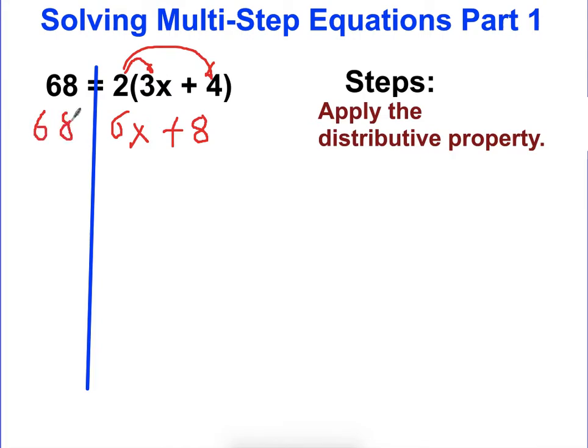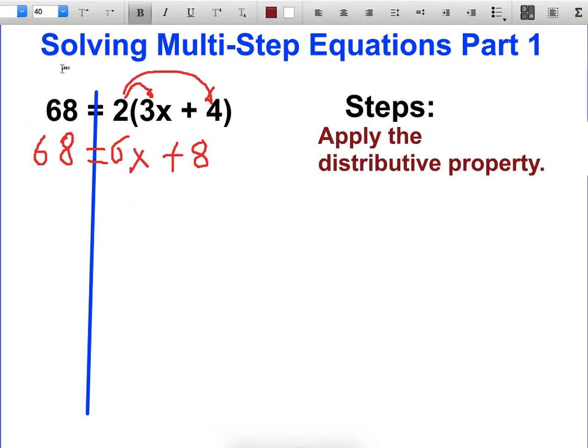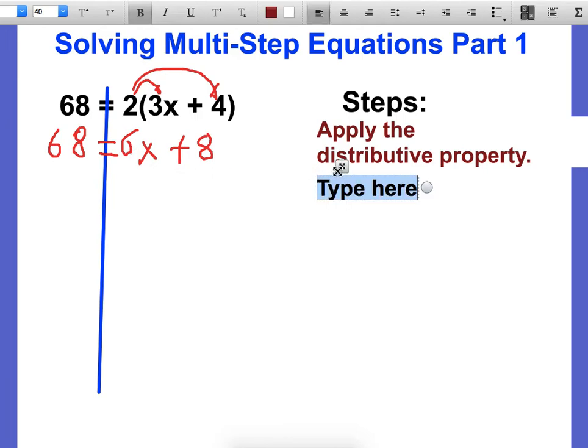Sometimes we have some trouble with left side, right side, so that's why we chose to have this example be kind of mirrored. If you need to rewrite it for yourself and write 2 parentheses 3x plus 4 equals 68, that's okay because that's an equal sign. So you can do it either way. Next step, now I have a two-step equation. That's what we're looking for. Next step, I'm going to subtract 8 on both sides.